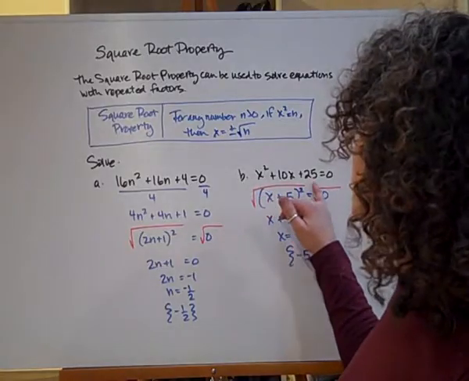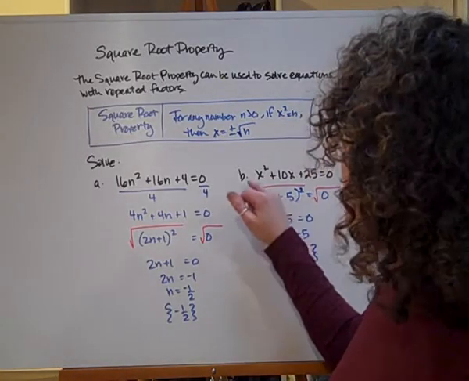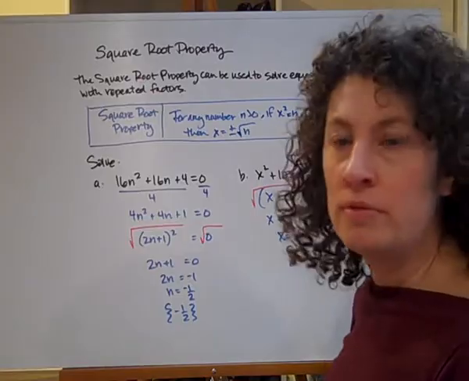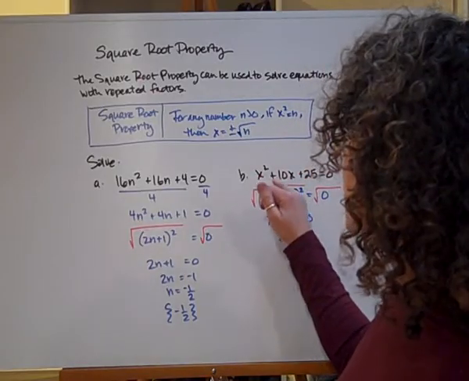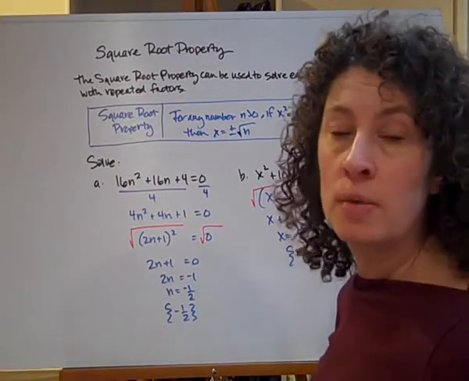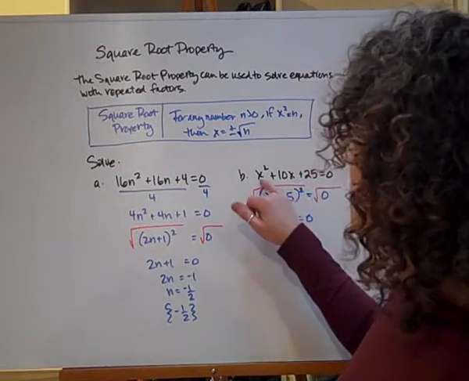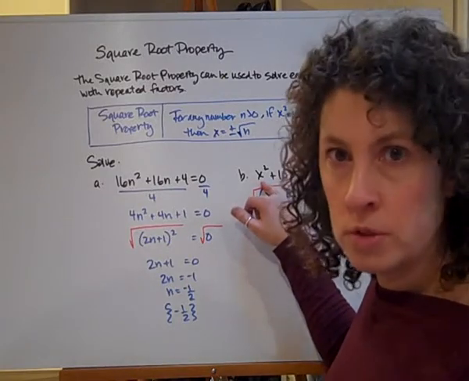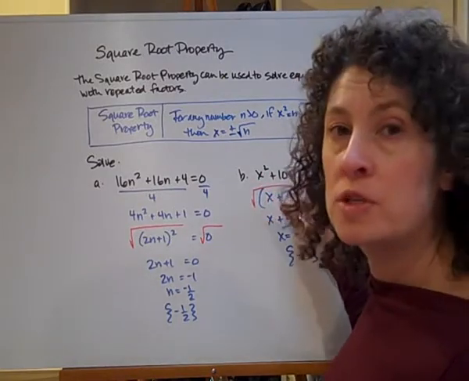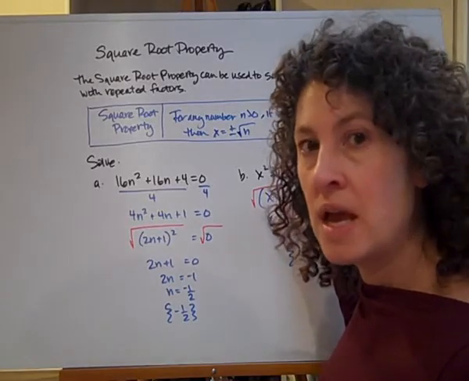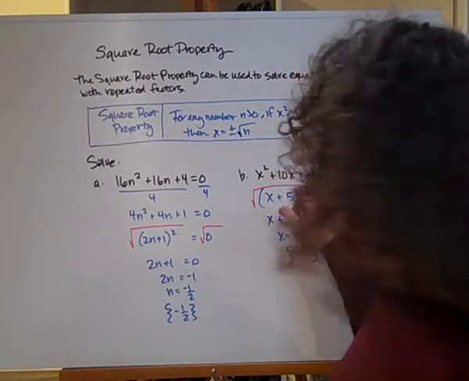x squared plus 10x plus 25, again, equals 0. On my left-hand side, I do not see a greatest common factor there. I do see that it looks like ax squared plus bx plus c, so the first thing I'm going to check for is a perfect square trinomial. x squared is a perfect square, square root is x. 25 is a perfect square, square root is 5. 5 times x times 2 gives me 10x.